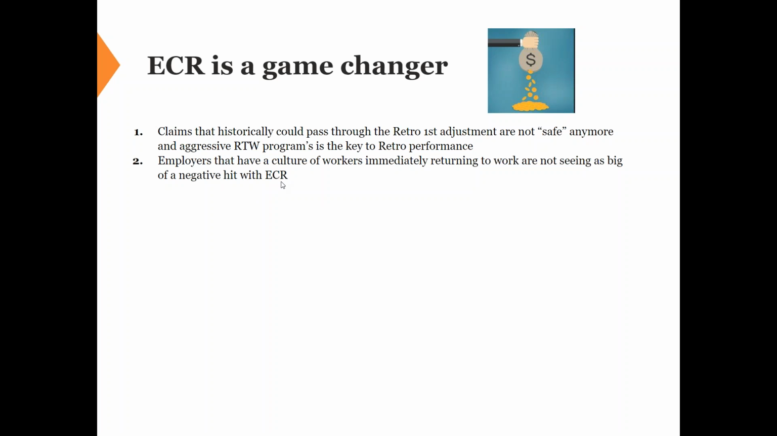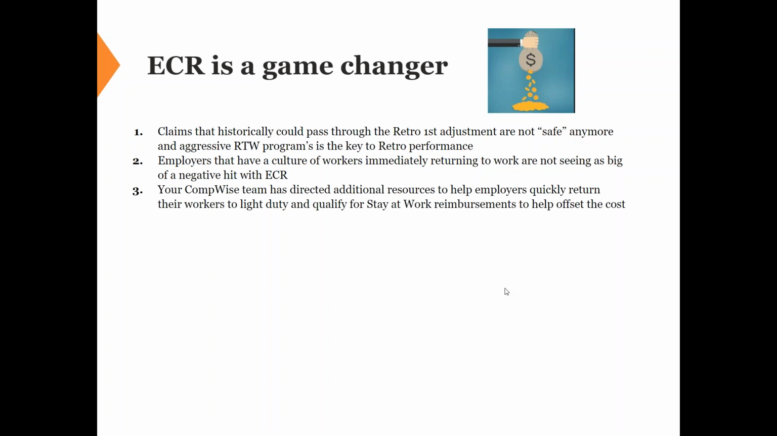So employers that have a culture of workers immediately returning to work are not seeing as big of a negative hit with ECR. So again, employers that have kind of this culture of, bring us back your restrictions, we will accommodate those right out of the gate, we're seeing much lower ECR reserves. So, remember, if the department even pays 1 day of time loss, the system's going to come and set a reserve on it. So your CompWise team, which is my team, has directed additional resources to help employers quickly return workers to light duty and qualify for the state work reimbursement to help offset the cost.